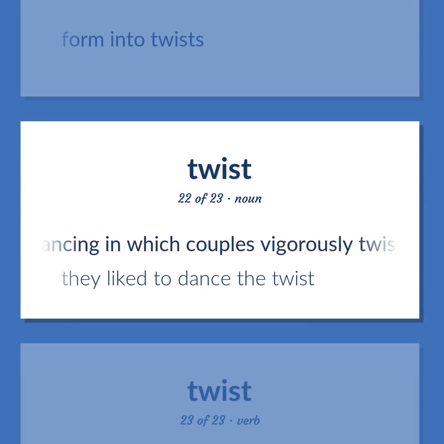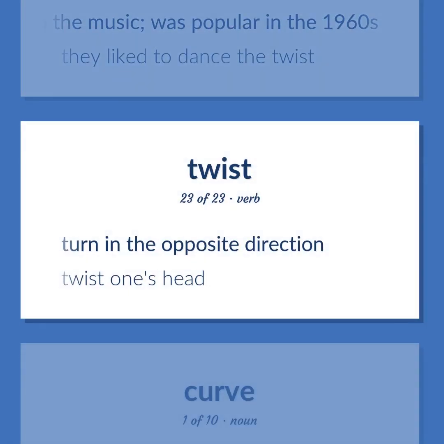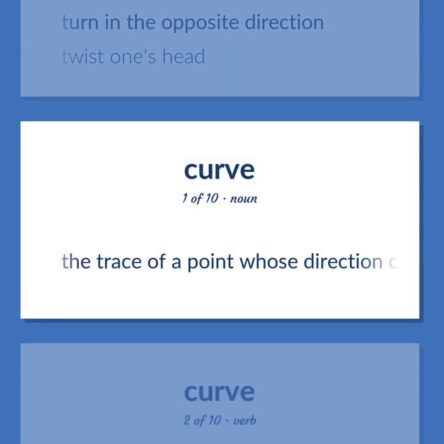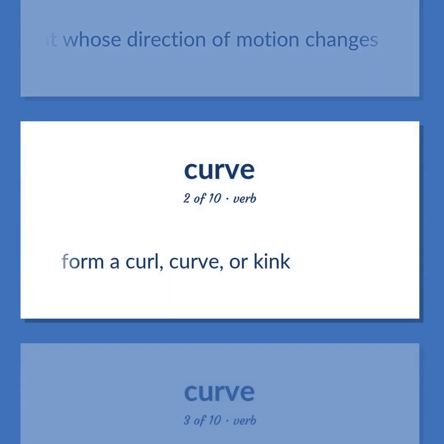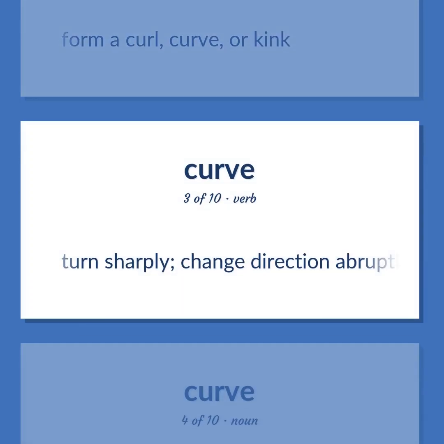Social dancing, in which couples vigorously twist their hips and arms in time to the music, was popular in the 1960s. They liked to dance the twist. Turn in the opposite direction. Twist one's head. The trace of a point whose direction of motion changes. Form a curl, curve, or kink. Turn sharply. Change direction abruptly.